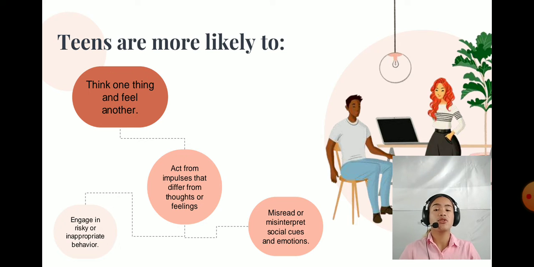In stressful situations or when faced with difficult decisions, teens are more likely to think one thing and feel another. They act from impulses that differ from thoughts or feelings. They also misread or misinterpret social cues and emotions. Also, they engage in risky or inappropriate behavior.